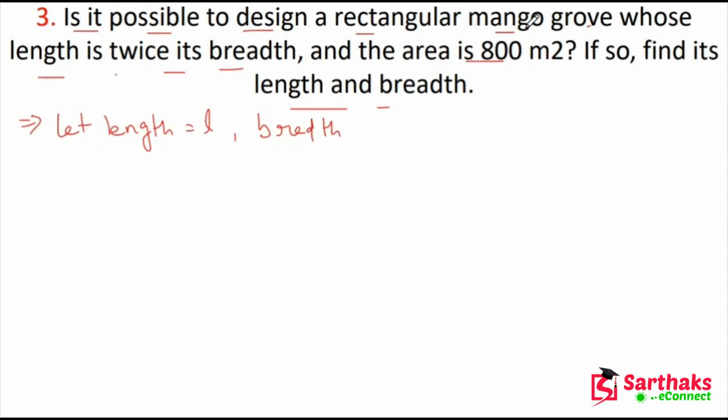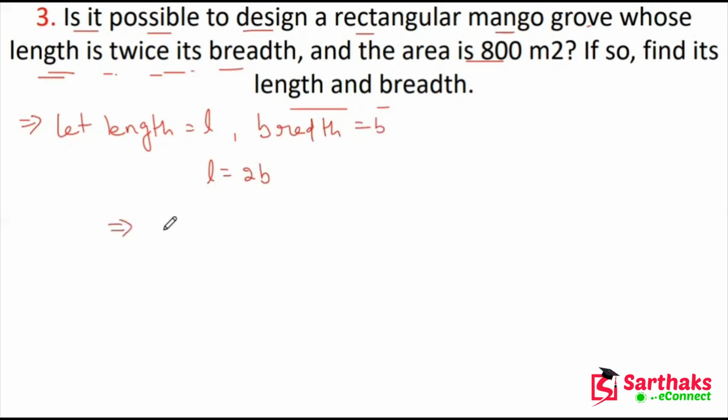The condition is that length is twice its breadth. Let the breadth be B. So the length is twice of B.